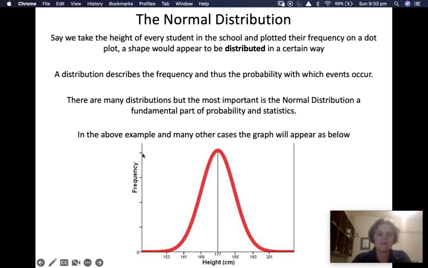Here's an example of what you might be looking at. Notice on the vertical axis we've got frequency, and on the horizontal we've got height. You can see there's very, very few people that are 153 centimeters or shorter. Then as we go between 153 and 161, it starts getting a lot more common. The vast majority of people fall within that 161 to 163 centimeters. Then you can see it starts drooping off again, and it looks pretty rare for people to be more than 201, more than 2 meters tall. So that's what we're looking at.